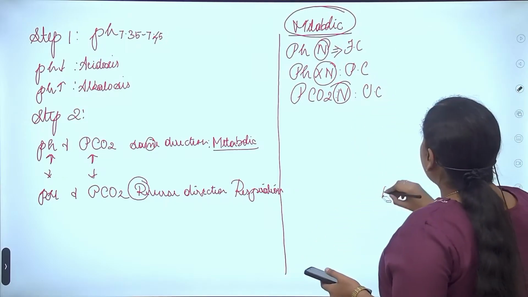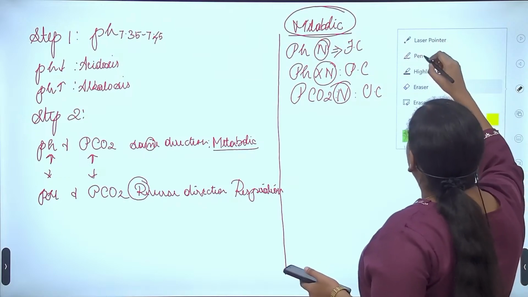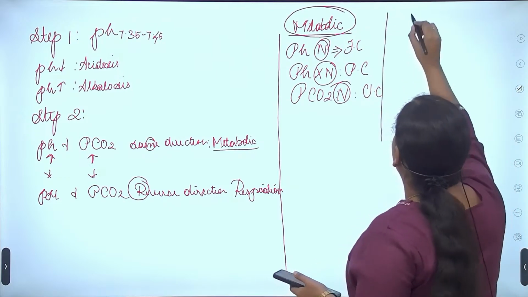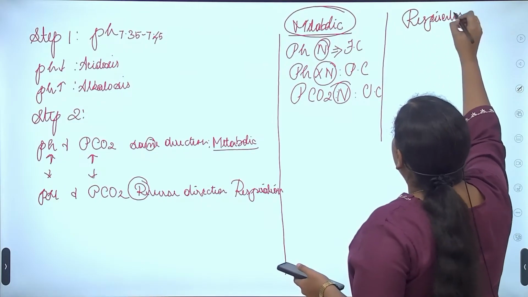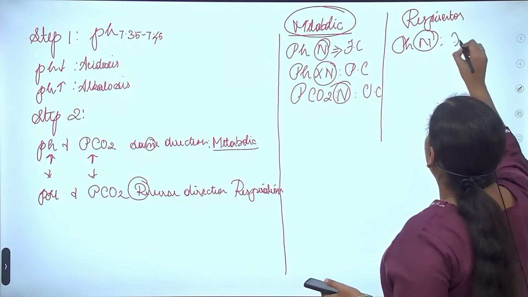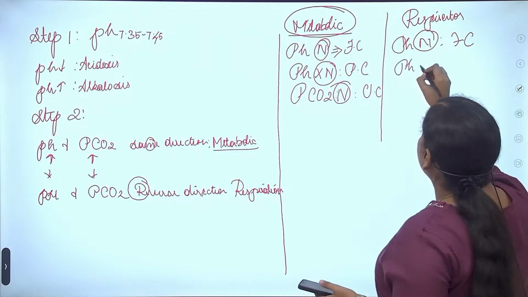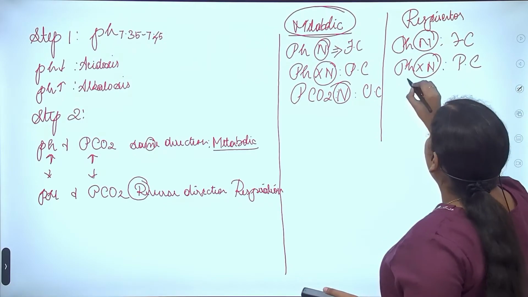The same thing is applying for your respiratory status also. If the problem is a respiratory problem, the same thing is going to apply here also. Just remember, when the pH is normal, then it is fully compensated. When the pH is not normal, then you are indicating it is partially compensated.